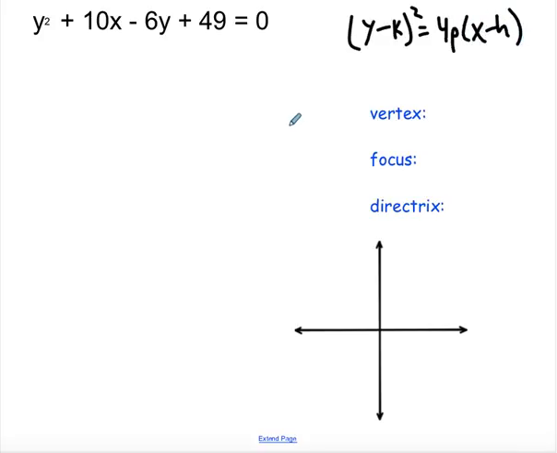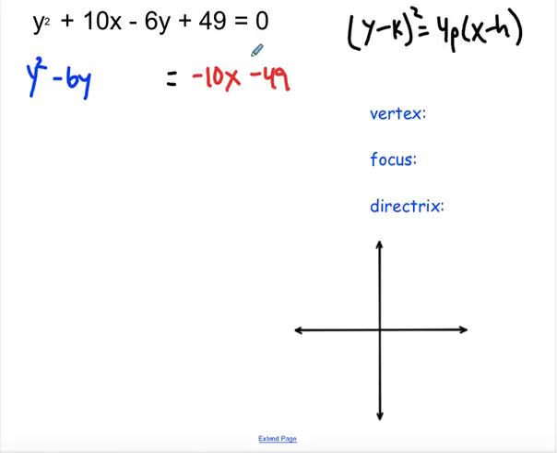All right, so this is how we want it to look. I'm going to put all the y's on the left side and everything else on the right side. So I'm going to leave the y squared and the -6y on the left, and I'm going to move all the other stuff over to the right side. So this 10x, I'll subtract that over. And the 49, I'll subtract that over.